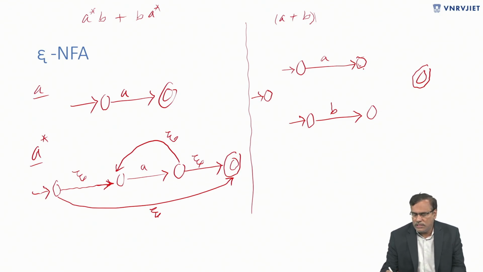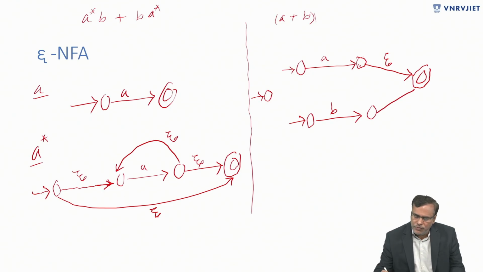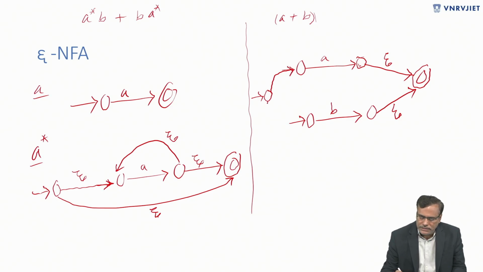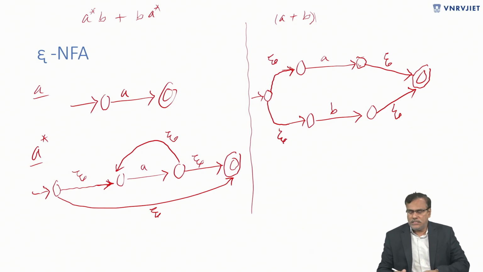You know, these were previous accept or final states. So from the previous accept or final states, you have to give a transition on epsilon to this new accept or final state. And this is a new start state. So from the new start state, you have to give a transition on epsilon to the previous or old start states. This is epsilon. So this is union.